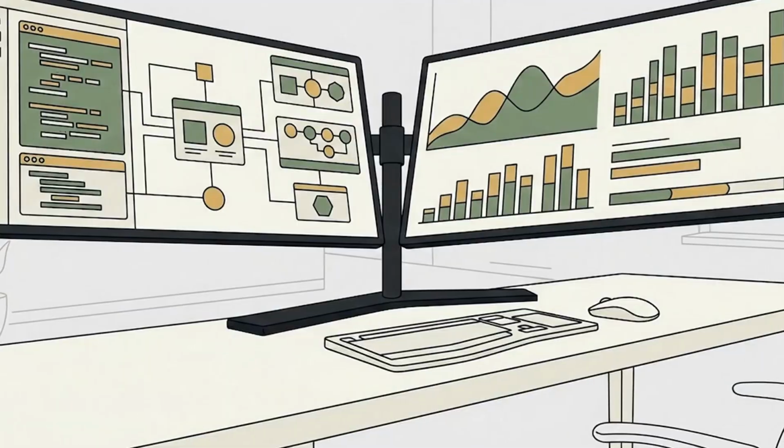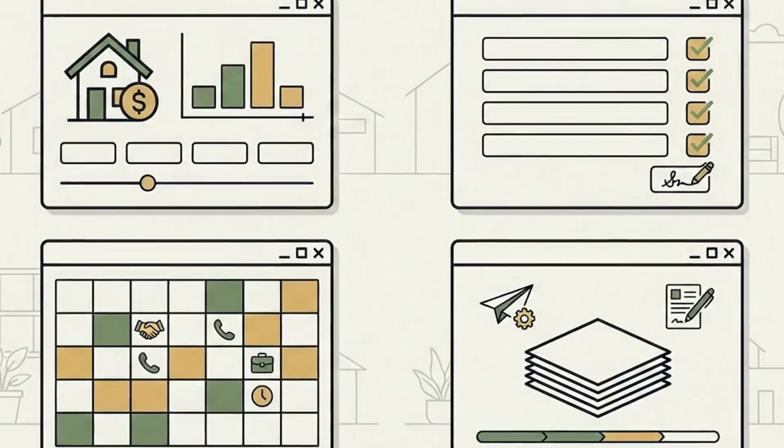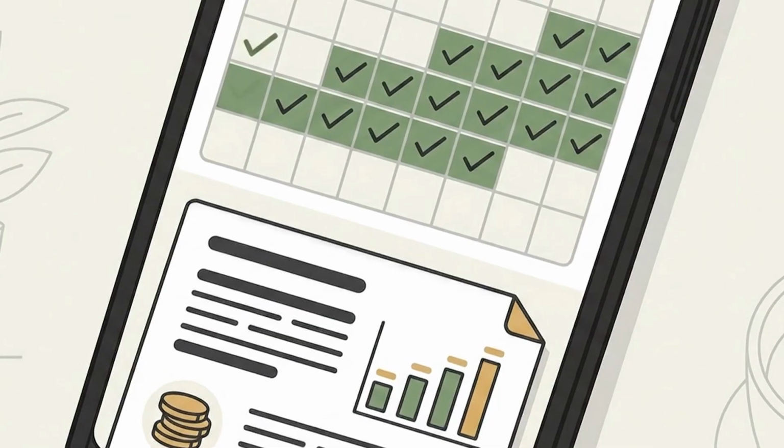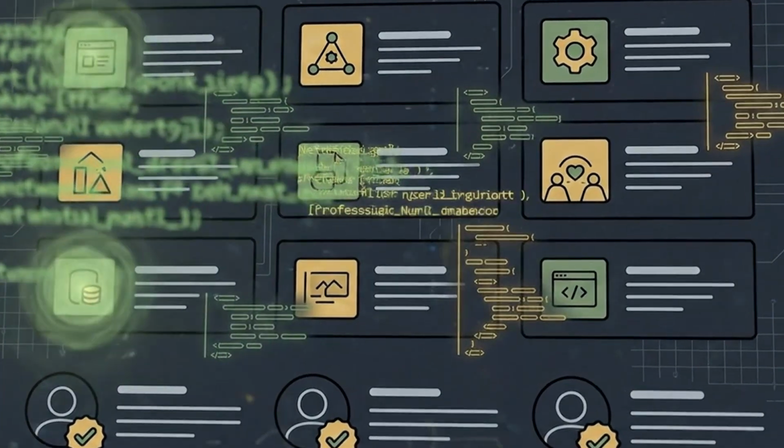To get started, try Lovable or Bolt. Try recreating something simple: a mortgage calculator, an application form, a habit tracker, a proposal generator. This is your practice and your portfolio at the same time.